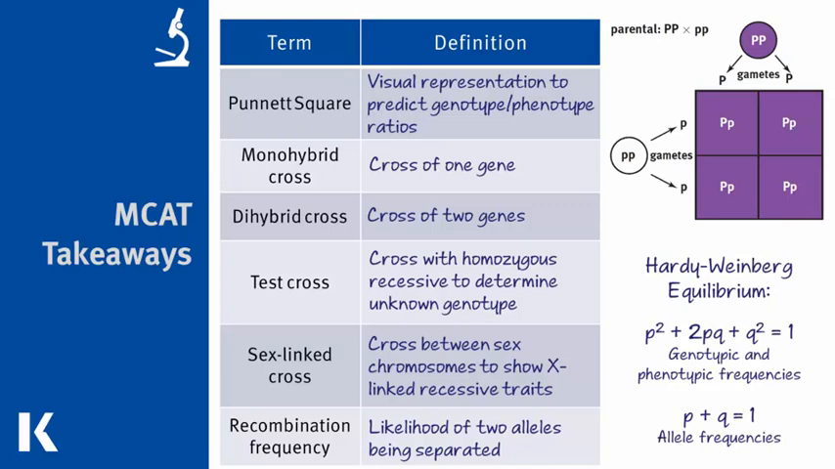Finally, we examined Hardy-Weinberg equilibrium and became familiar with 2 important equations, one to determine phenotypic and genotypic ratios, and another to determine allele frequencies. Make sure that you are comfortable using Punnett squares and these equations so that you can answer questions relating to this topic with confidence on test day.